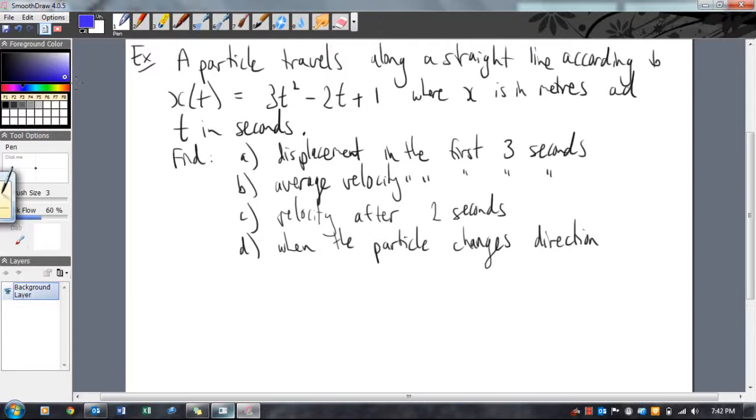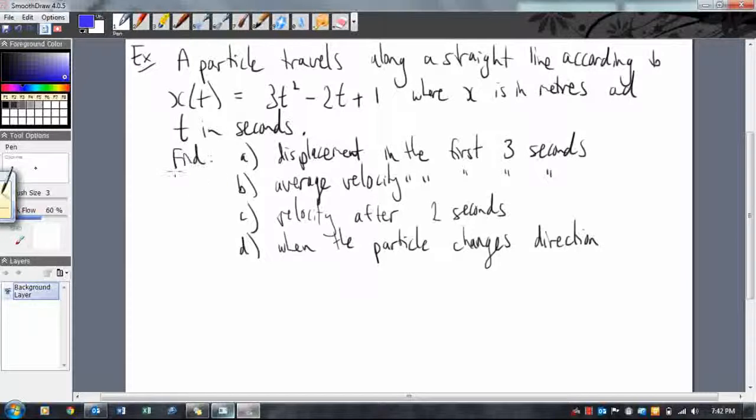A particle travels along a straight line, because it's rectilinear motion, according to the function x of t is equal to 3t squared minus 2t plus 1, where x is in meters and t is in seconds. So we've got some function x there. Firstly, we want to find the displacement in the first 3 seconds.